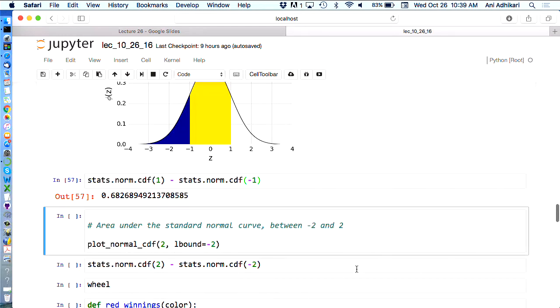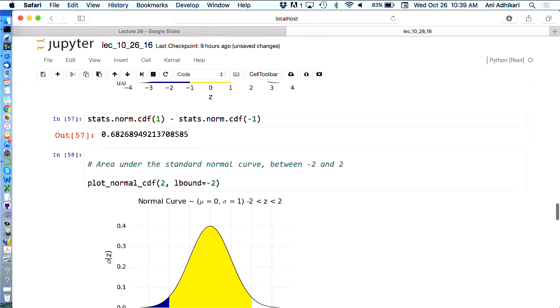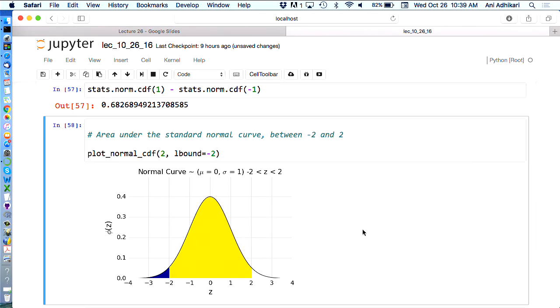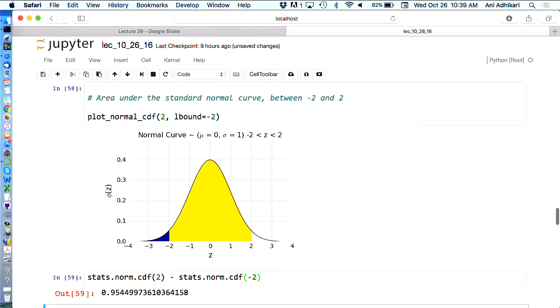All right, and so if we want to do the area between minus 2 and plus 2, then we will do the CDF at plus 2 minus the CDF at minus 2, and we will get 95%. Okay, what does Chebyshev tell us? What proportion are in the range average plus or minus 2 SDs? Anybody remember? At least 75%. So Chebyshev says no matter how awful the shape of the distribution, the proportion in the range average plus or minus 2 SDs is at least 75%.